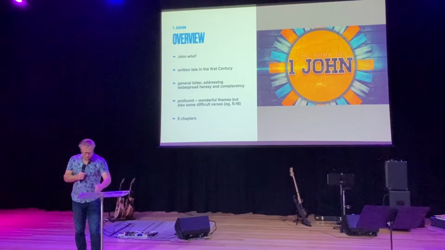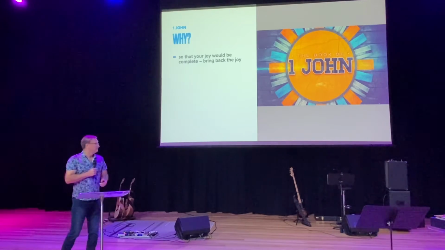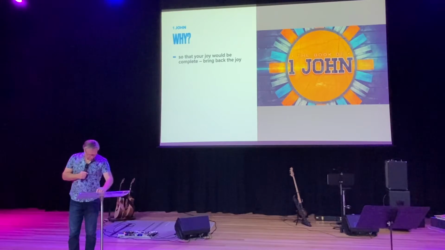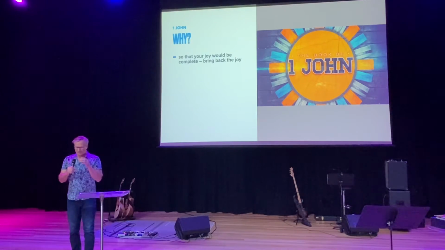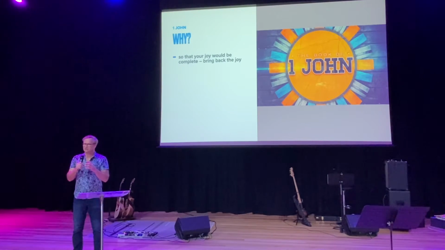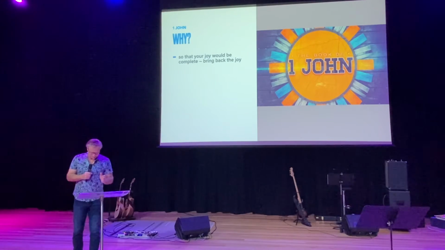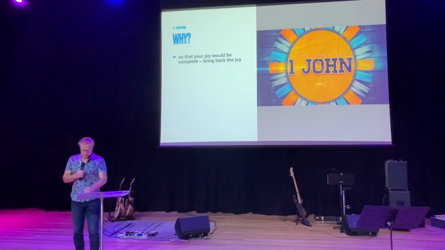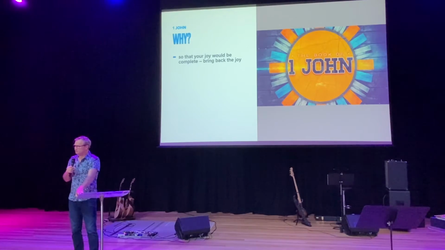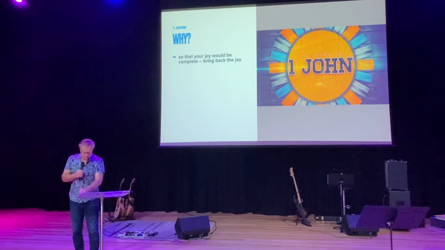And there are 5 chapters in the book. So why did John write 1 John? He starts off this book with a bit of a story about the Word of Life and Jesus and how the early disciples actually met with him face to face and experienced incredible joy in knowing Jesus. So one reason John writes this book is that he wants to bring people back to the fullness of the joy of knowing Jesus Christ. They experienced it in a special way, face to face, when Jesus was walking on the planet as a man, but he was attempting to bring back the fullness of joy.